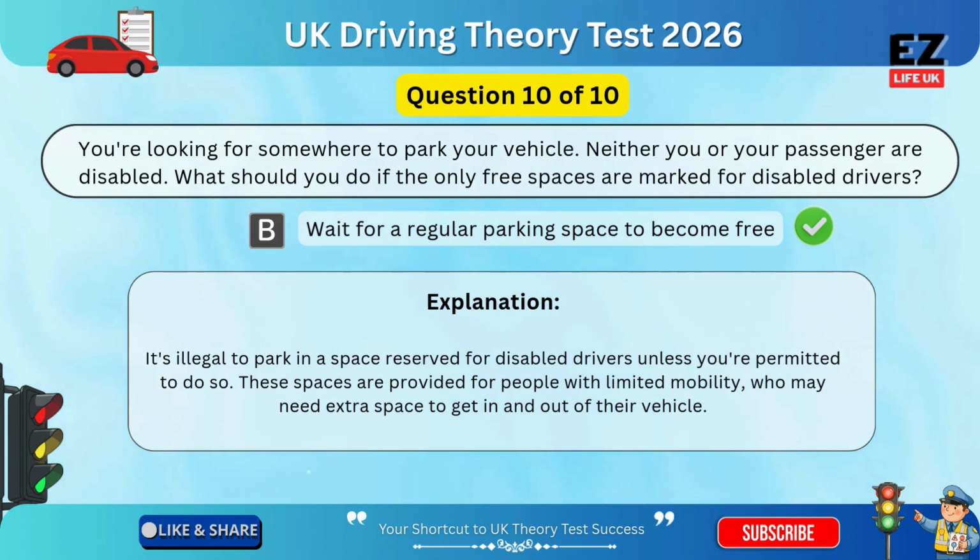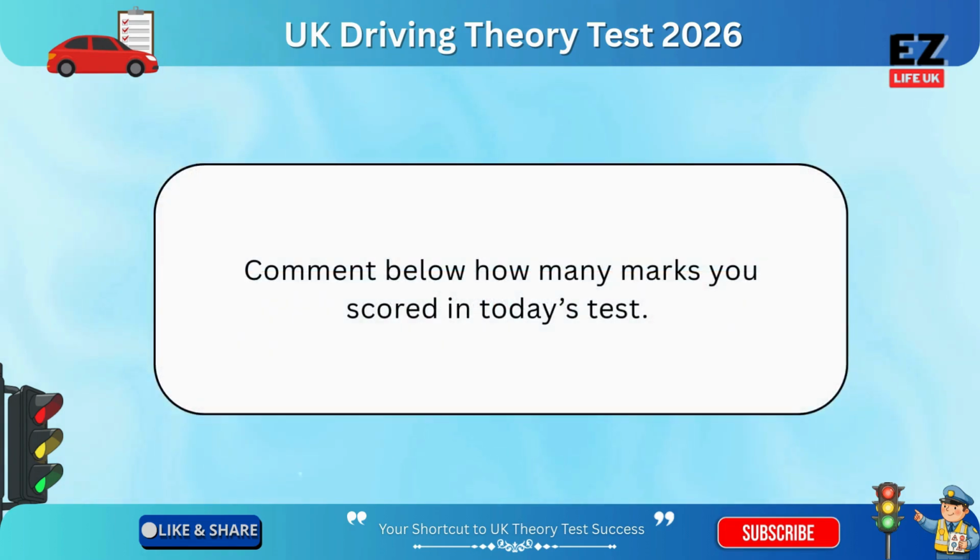Let's look at why the correct answer is option B. It's illegal to park in a space reserved for disabled drivers unless you're permitted to do so. These spaces are provided for people with limited mobility, who may need extra space to get in and out of their vehicle.